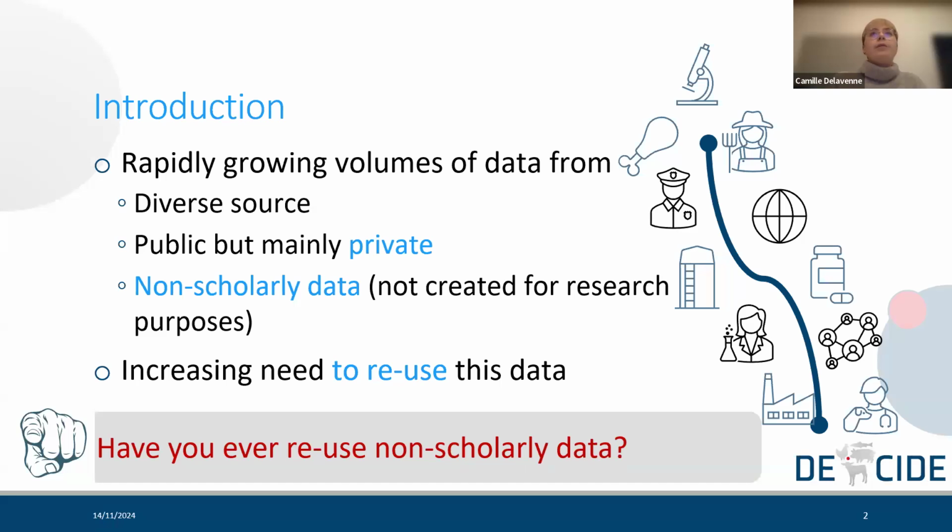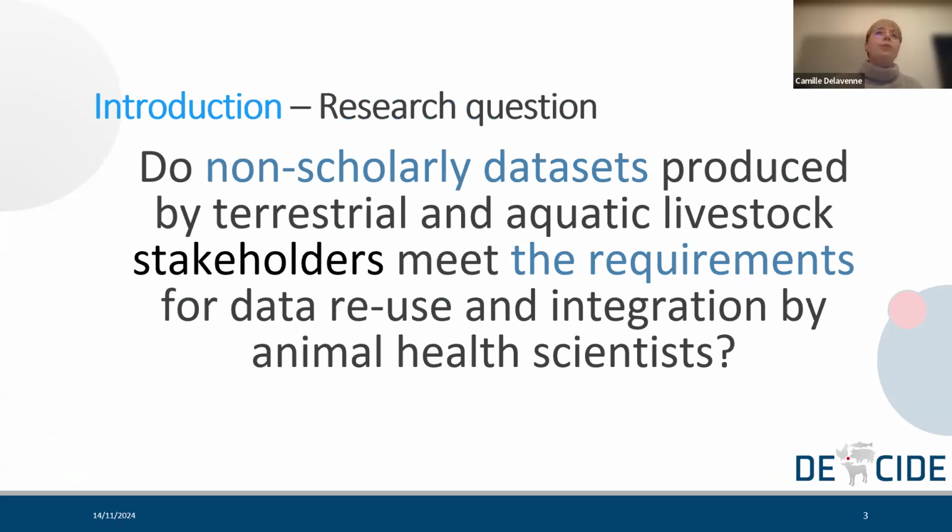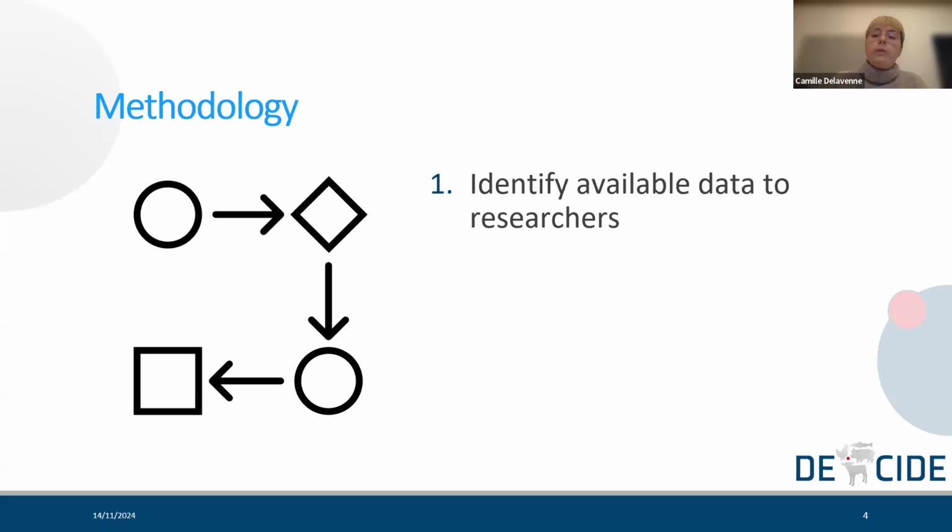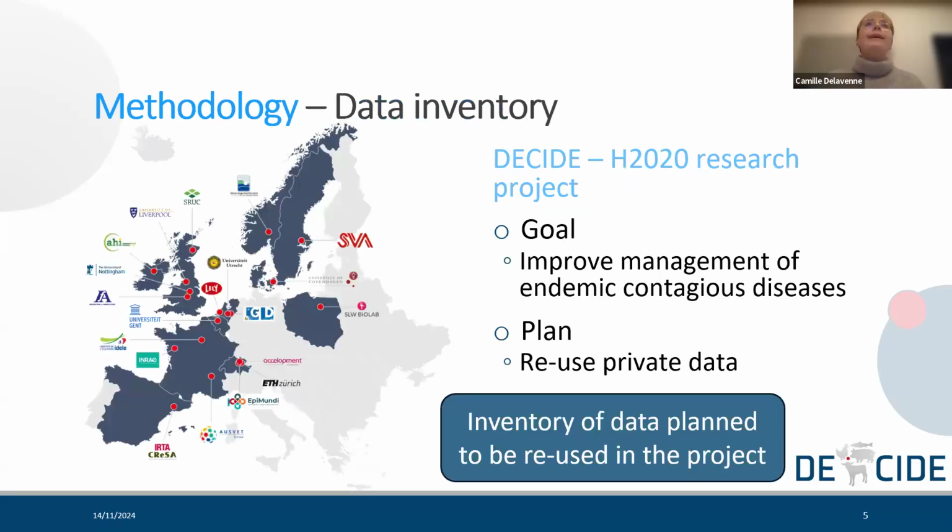Based on that first observation, we started asking ourselves if non-scholarly datasets produced by all those stakeholders meet the requirements for data reuse and integration by us animal health scientists. To start answering that question, we first tried to identify available data sources for researchers. For that, we had something pretty available at hand, which is the DECIDE project. It's an H2020 research project, if you didn't know. Its main goal is to improve the management of endemic contagious diseases and to produce decision support tools. The main plan to achieve this was to reuse data, and especially to try to reuse private data. In that process, it was planned to do an inventory of the data to be reused in the project, and so we could use that as our data study object.